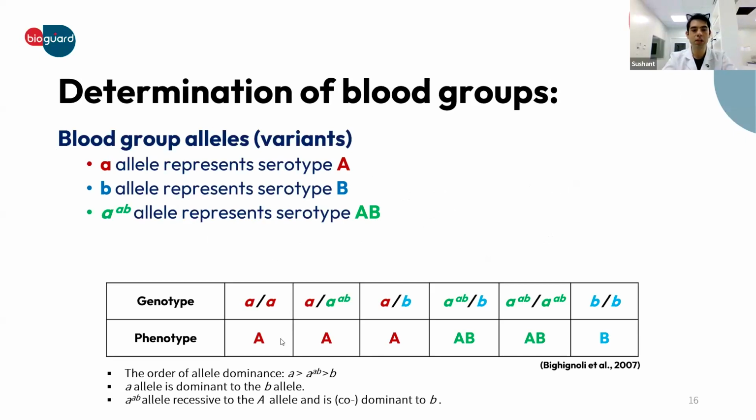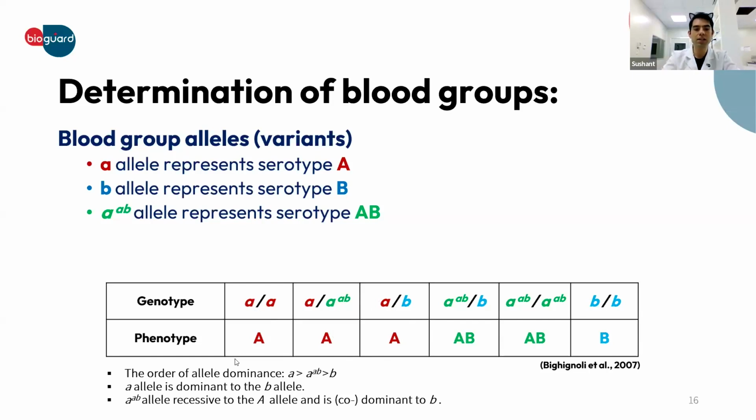For example, you can see in the table, when there is an allele A from one parent matched with an allele A from the second parent, with both alleles A and A, the phenotype of the blood group is going to be A. If one parent is A and the other parent is AB, then of course the blood group is going to be A as well. And when one parent is A and the other is B, the blood group will be A. And similarly for the other combinations in this chart.